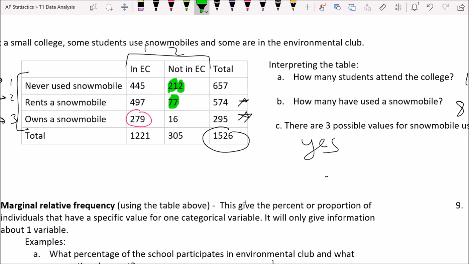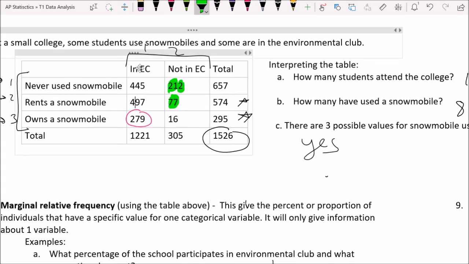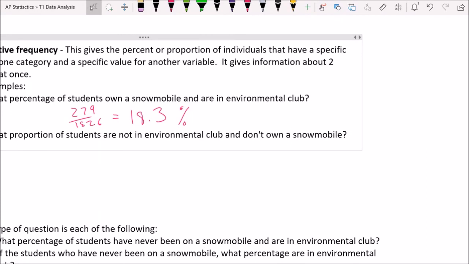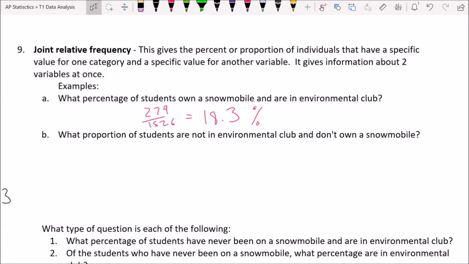So what we're going to do is we're going to add those two together. So 212 plus 77 is 289. So there are 289 people in this category. So this is 289 out of 1,526. And that is 18.9%. They asked for proportion, so I'm going to write it as 0.189. And that's joint relative frequency.